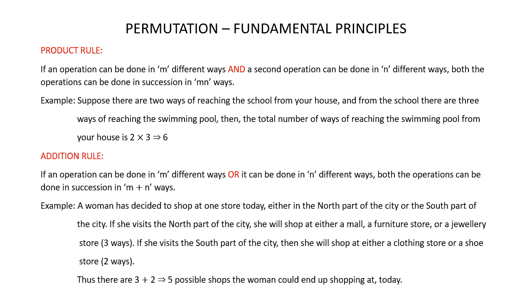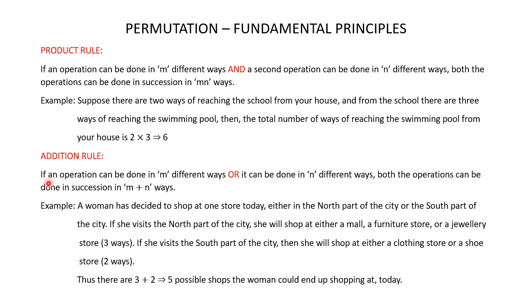So the total number of ways of reaching the swimming pool from your house is three ways if you take one route and three ways if you take another route. So the total number of ways is 2 multiplied by 3, which is 6. This is the product rule. Let's now understand the addition rule.